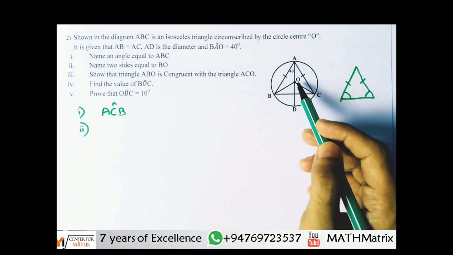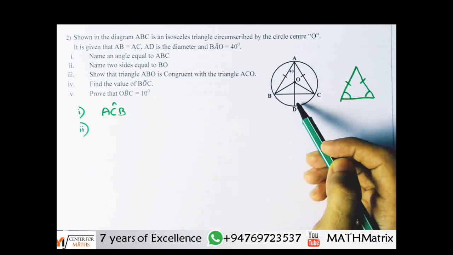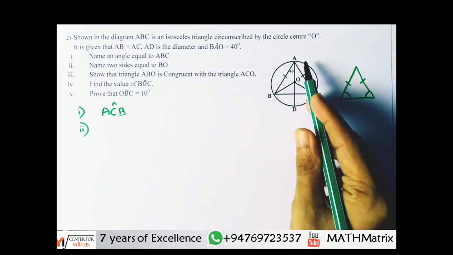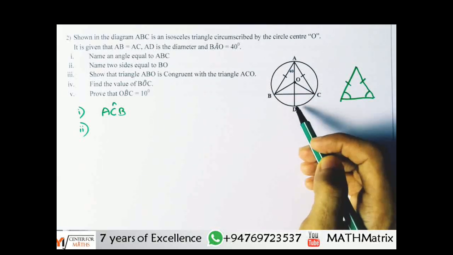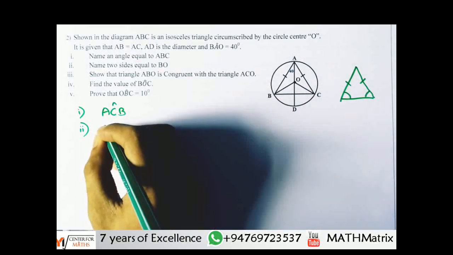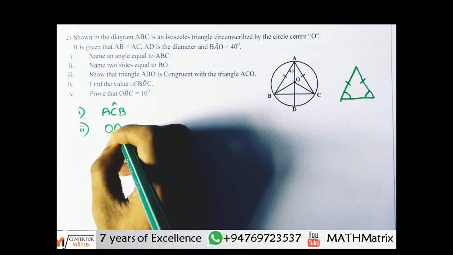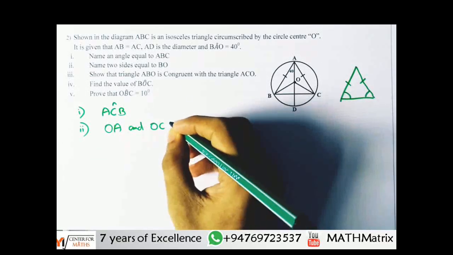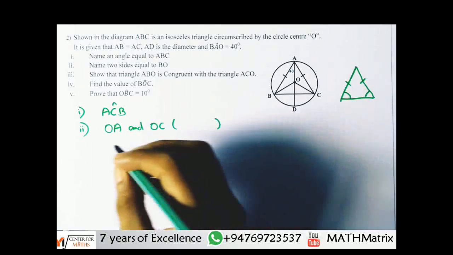We can name them, or else you can mark OD also. No issues with that, but I'm going with AO and OC. They are all the same: OB, OA, OC, OD, because the reason is radius of the same circle. So I'm going to mark them as OA and OC, and the reason you have to mark is radius of the same circle.